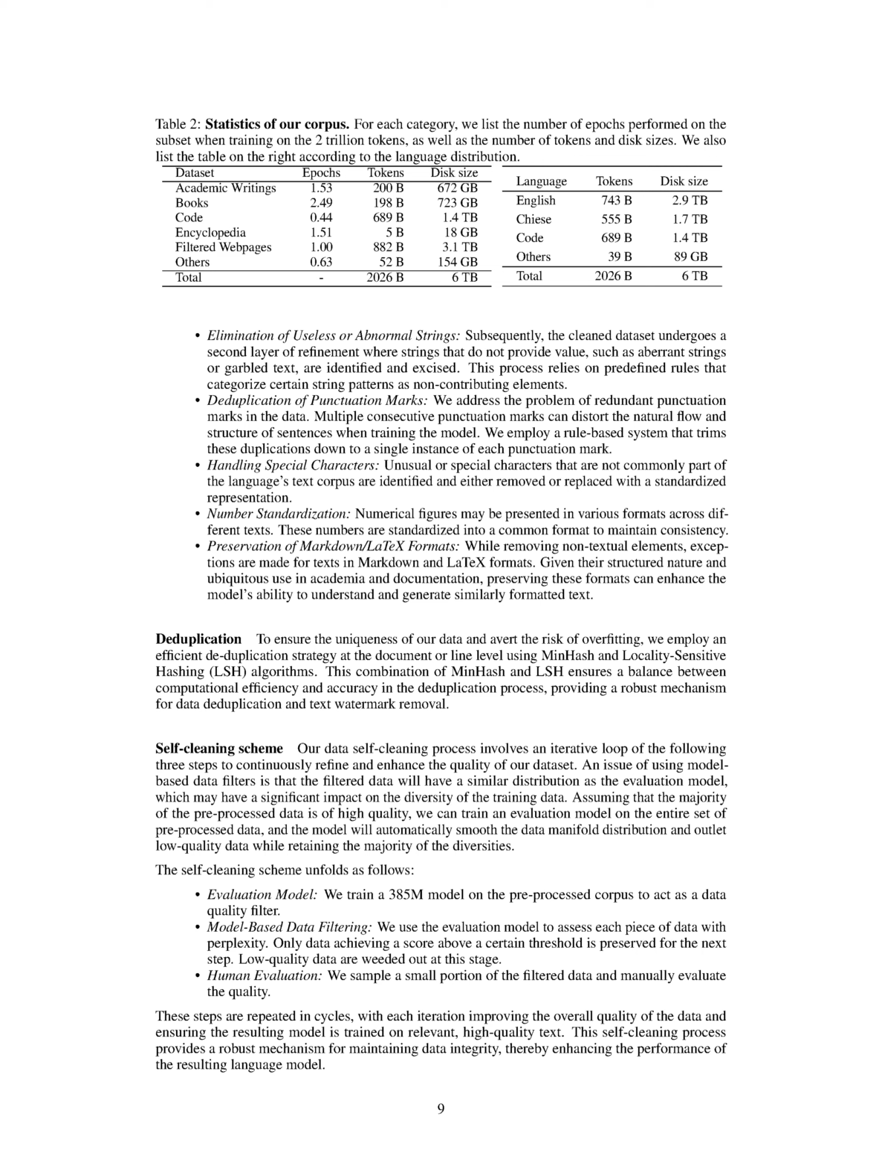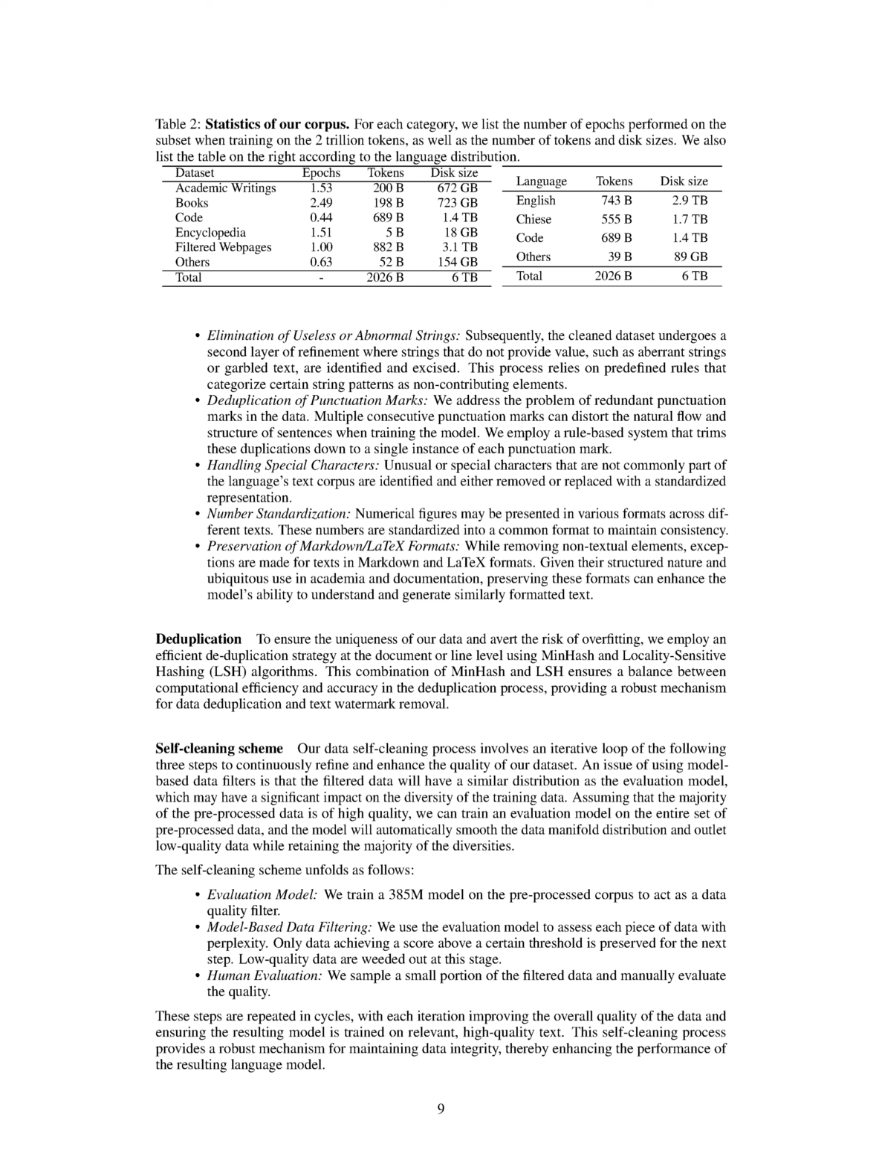Section summary. The authors gathered a large corpus of publicly accessible text from the internet, totaling over 700 terabytes, and processed it through a data preprocessing procedure to create a cleaned corpus of 6 terabytes with approximately 2 trillion tokens. They categorized their data sources for better transparency and outlined the specifics of these categories. The data preprocessing procedure involved rule-based filtering, deduplication, and a self-cleaning scheme, which included steps such as removing HTML tags and URLs, eliminating useless or abnormal strings, deduplicating punctuation marks, handling special characters, standardizing numbers, and preserving Markdown and LaTeX formats.